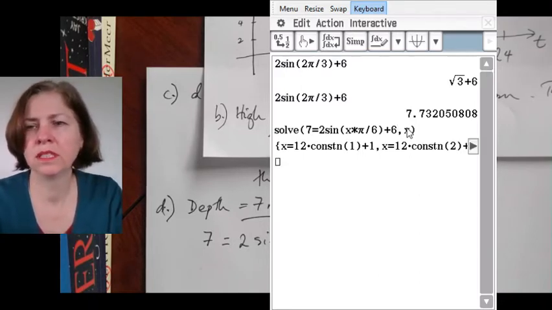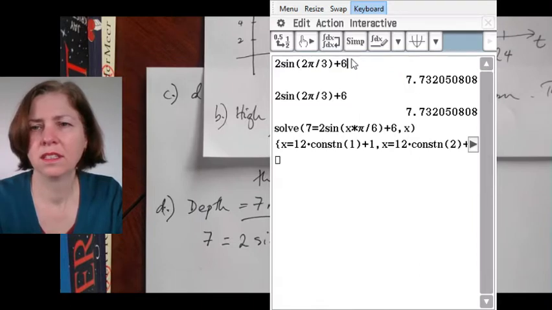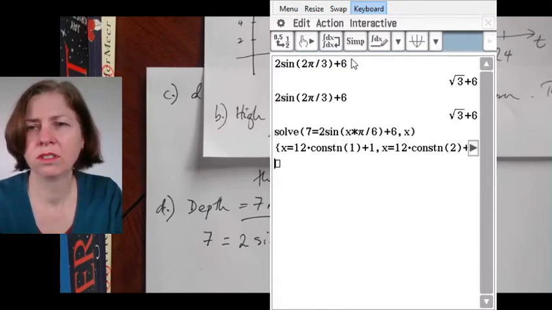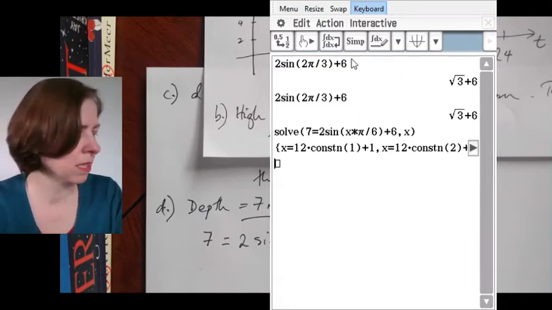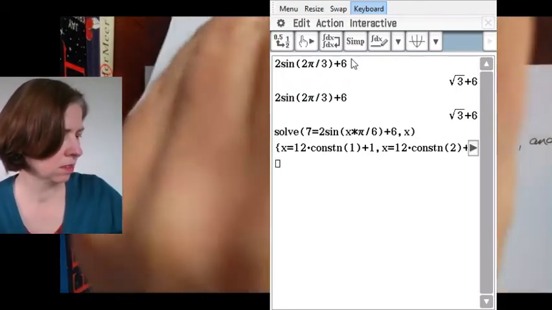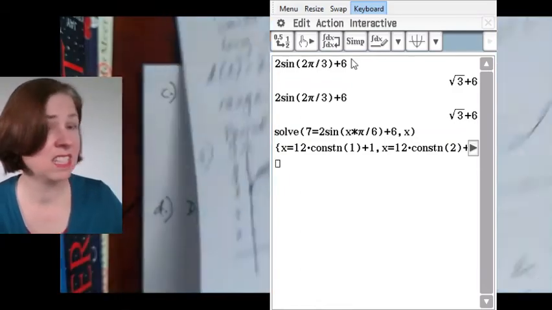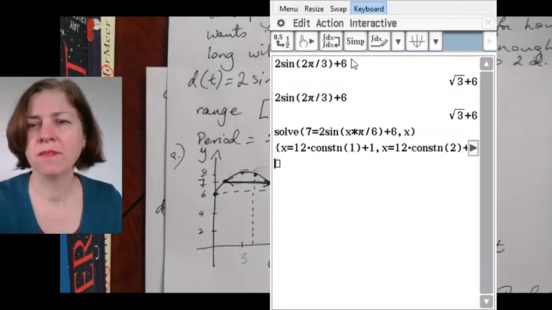Let's do it all at once. It didn't change this one. Yes, it did. Give me that as an exact value. Root 3 plus 6, that's what I got before, isn't it? Root 3 plus 6. Okay. It's obviously the same. That's fine. Let's not worry about this.